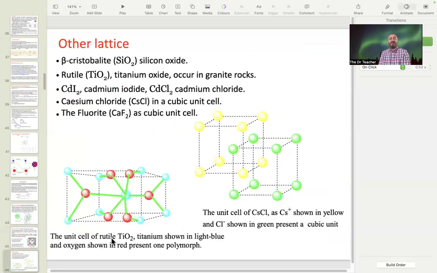Other lattices are beta cristobalite, silicon oxide, rutile, titanium oxide, which occurs in granite rocks. There is also cadmium iodide and cadmium chloride. All these are lattices. You see the structure. They differ from one to another, and it's very important for X-ray or for pure drugs and these things. Okay.